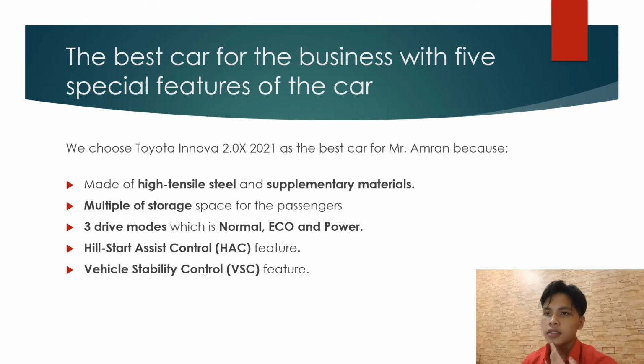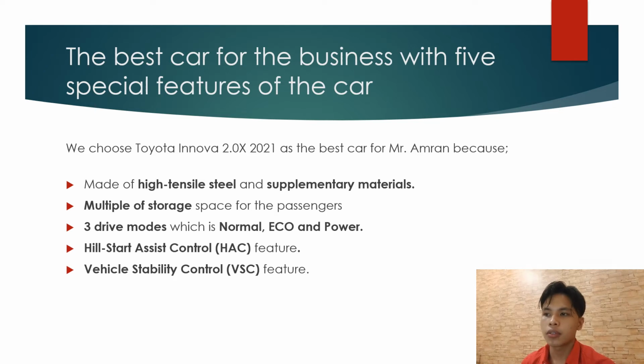For this slide, we will talk about the best car for the business, with 5 special features of the car. We chose the Toyota Innova 2.0 X 2021 for Mr. Amran with the price of 133,000 ringgit Malaysia, because it came with various features.